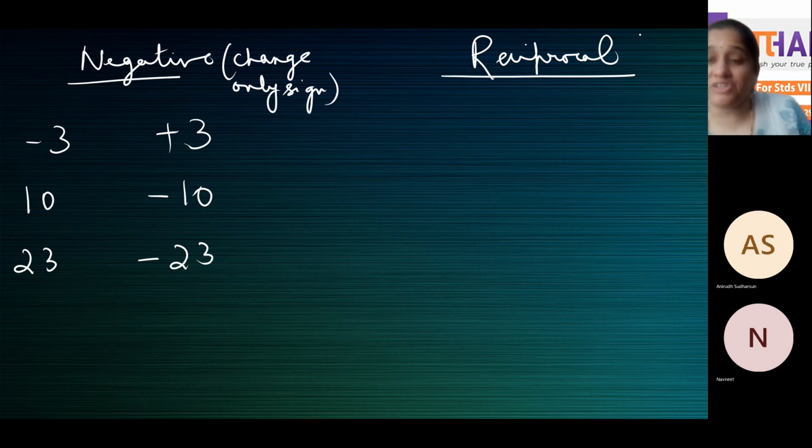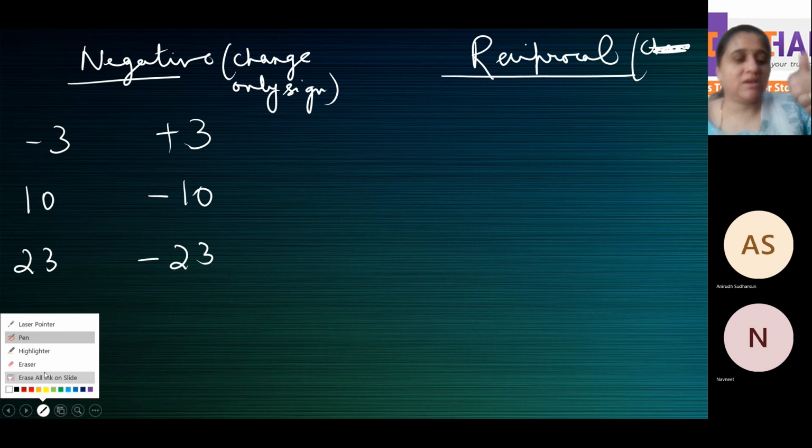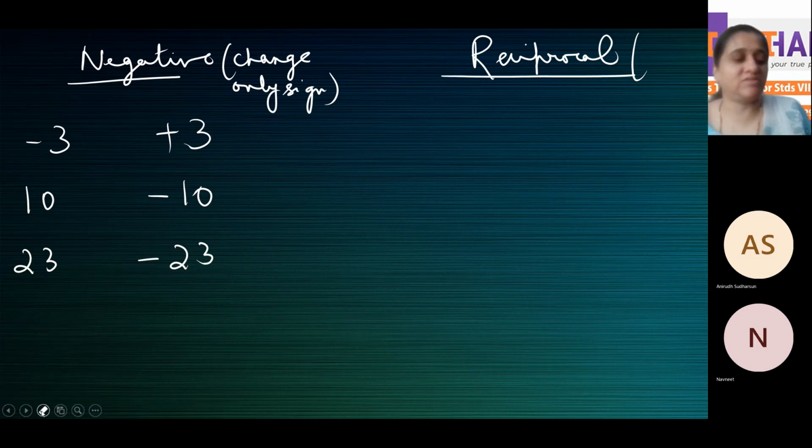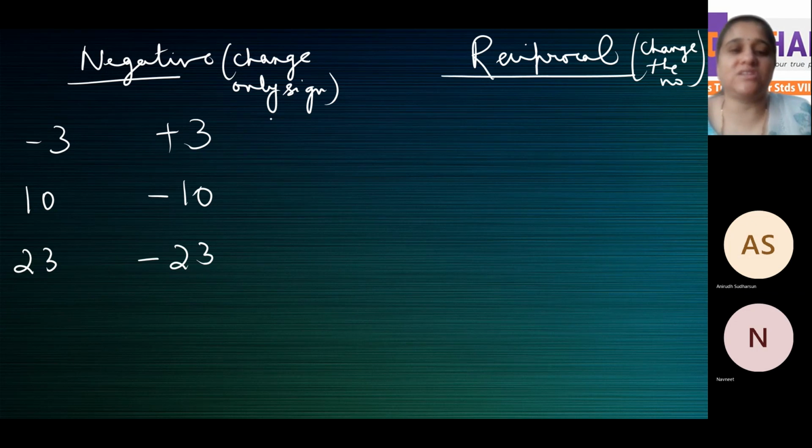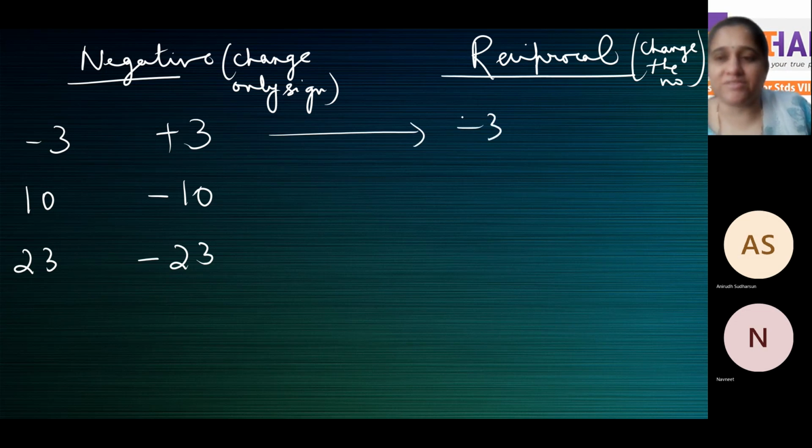For reciprocal, change the number, meaning invert the number. When I say change the number, meaning invert the number. I'll just write change the number, okay? Ma'am, upside down. Change the number meaning upside down, correct. So remember like this: changing the sign, changing the number. When you're writing negative, change the sign. Minus will become plus. Write the number as it is. You should do only one change. When it is reciprocal, for the same numbers we'll write. For minus 3, if I have to write the reciprocal, don't change the sign. Write the sign as it is. Change the number. 3 by 1 will become 1 by 3.